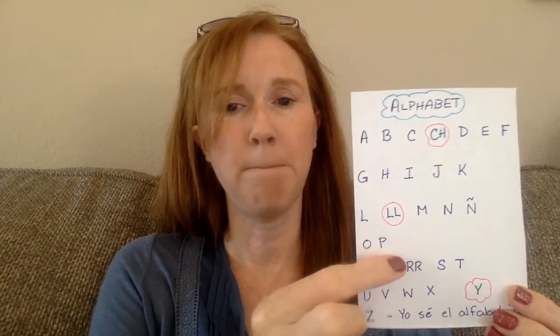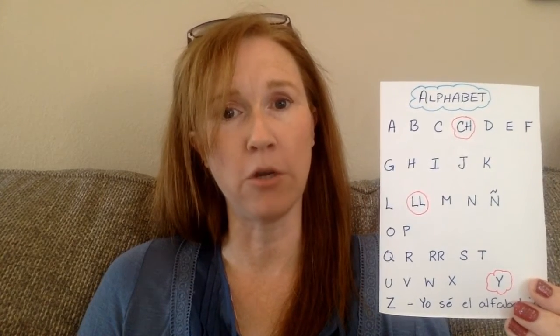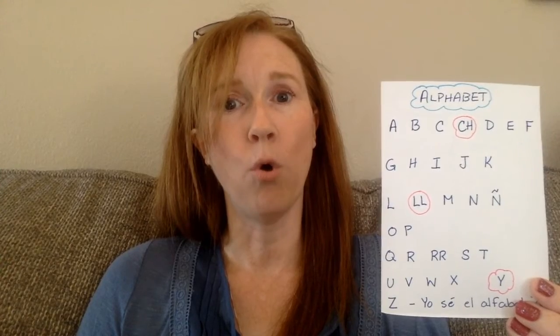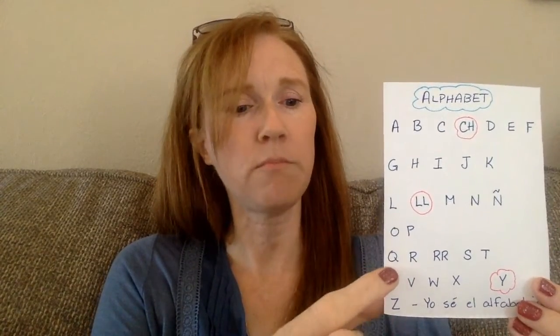O, P. Remember when you say your vowel sounds and letters, they're often shortened. In English, our vowels are long: A, E, I, O, U. But in Spanish, those sounds are going to be shorter, and that's going to help you sound more like a native speaker. A, E, I, O, U. So when we say O, P, don't draw it out, okay? Q, R, R, S, T.